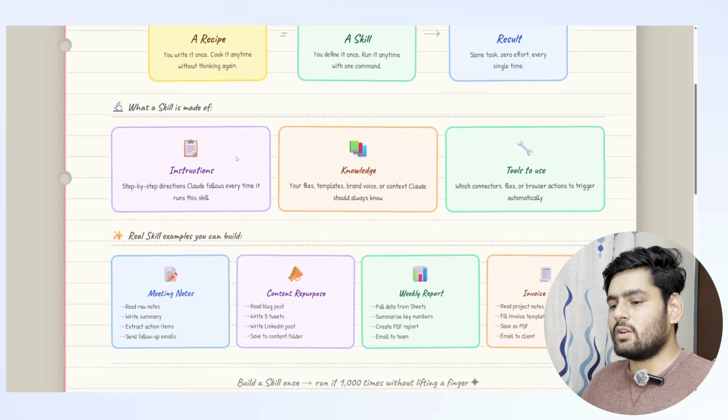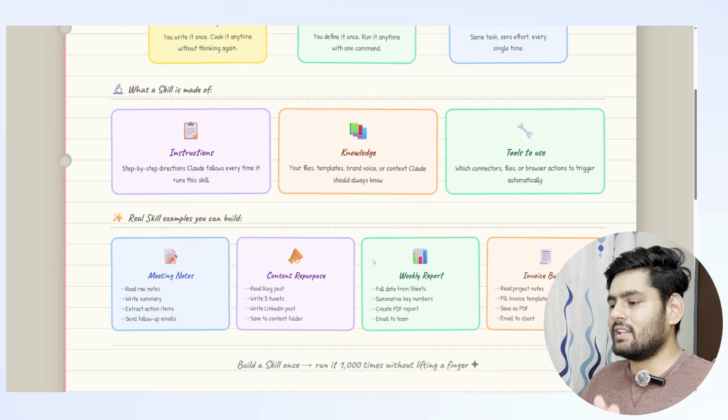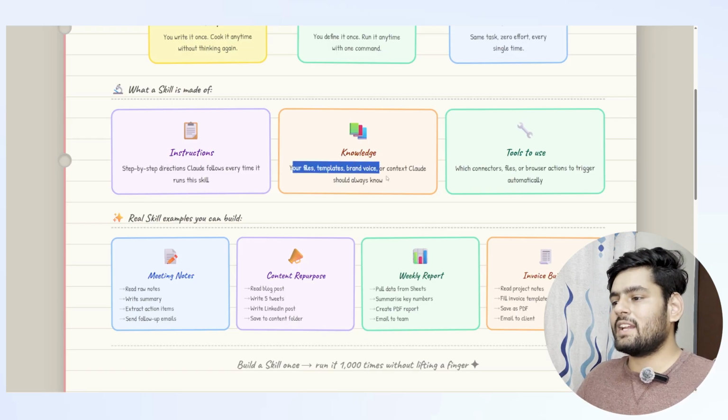Now, if you think about it, there are a lot of skills you can create, like weekly report, content repurpose, meeting note, invoice filters and a lot of things. In skills, there are three things you have to specify. Instruction, like what to do, and the knowledge: your files, template, brand, context, anything you can give to Claude Code.